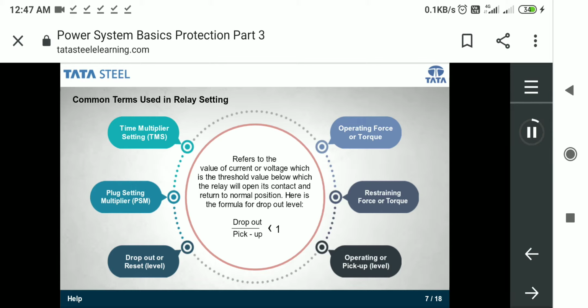Dropout or reset level refers to the value of current or voltage, which is the threshold value below which the relay will open its contact and return to normal position. Here is the formula for dropout level. Dropout by pickup is less than 1.